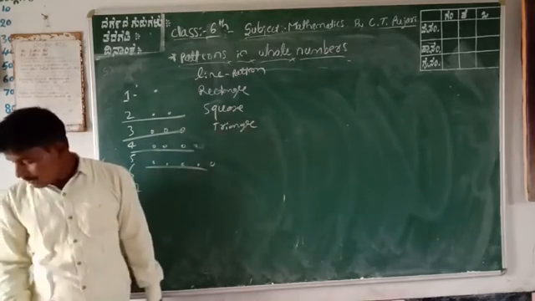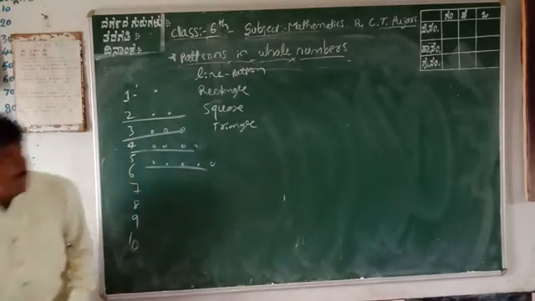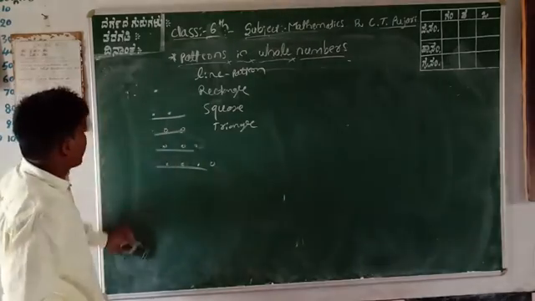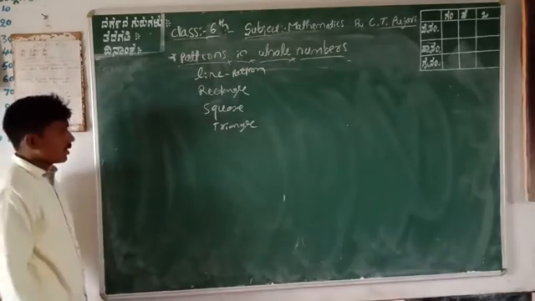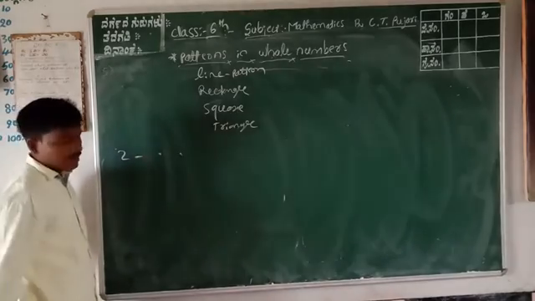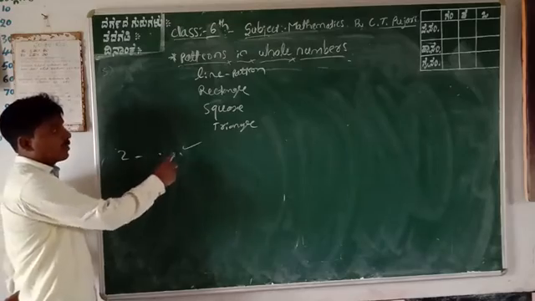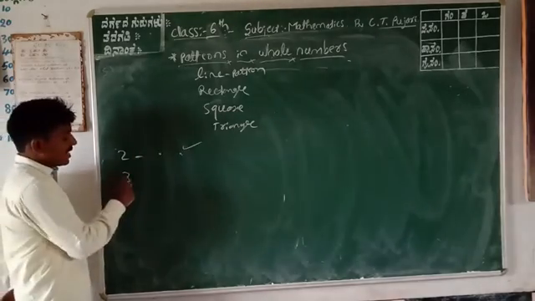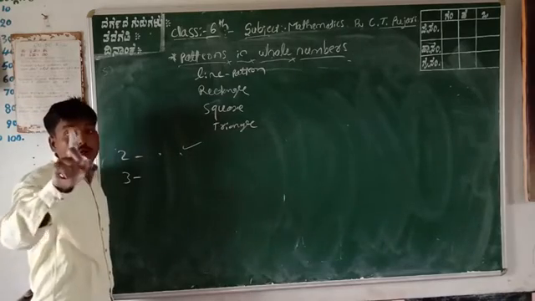For example, these are all line patterns. Next one is the rectangle pattern. For the number 1, you can write only one dot. This is the line pattern. This is not a rectangle, not a square, not a triangle. But the number 3, you can write in 2 ways.